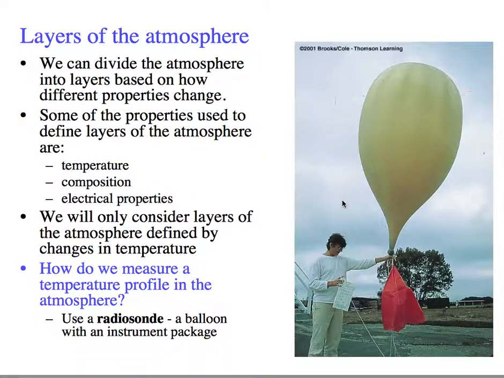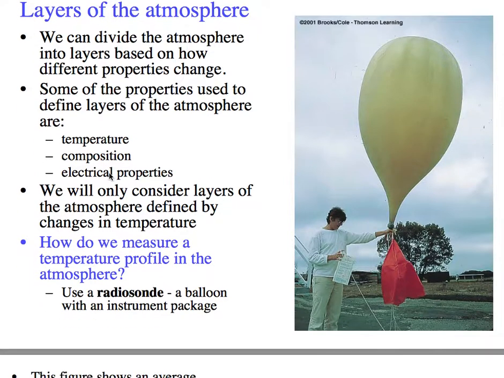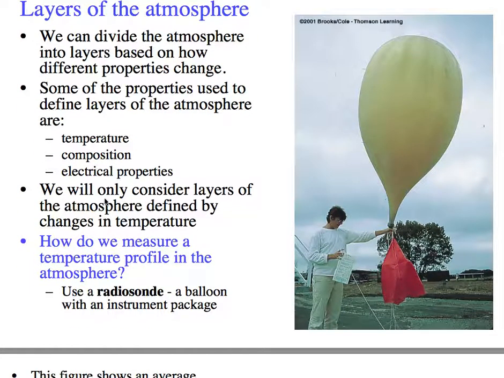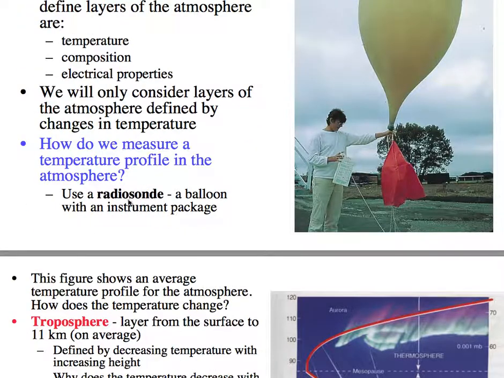Layers of the atmosphere. So this is important too. In atmospheric and climate science, we can divide layers of the atmosphere up by different properties: temperature, chemical composition, electrical properties. In the climate and weather world, we divide it up by temperature. So we only define layers that are changing in temperature. We measure it with a weather balloon. Don't worry too much about the technical term for it.